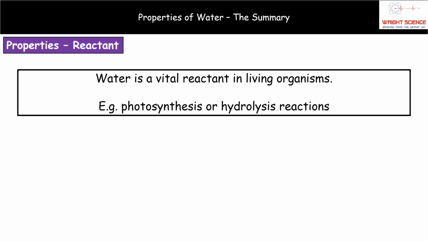The final property to consider is that water is actually a vital reactant in living organisms. If we think about a reaction we should be incredibly familiar with from lower down the school, photosynthesis, it's one of the raw materials of photosynthesis. As we've already mentioned in our previous summary on the types of bonding, we also have a reaction called a hydrolysis reaction. In order to split molecules apart, we are adding water to it. So without water, we wouldn't be able to carry out that splitting process. So water itself is a very important reactant in a range of living things too.